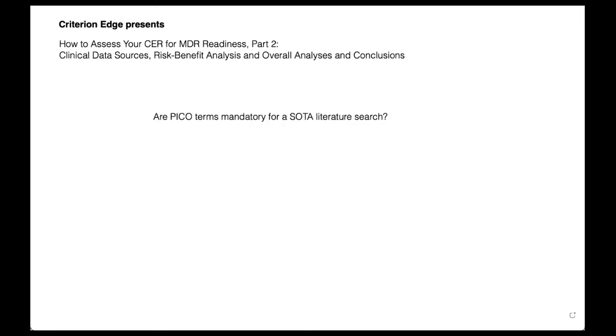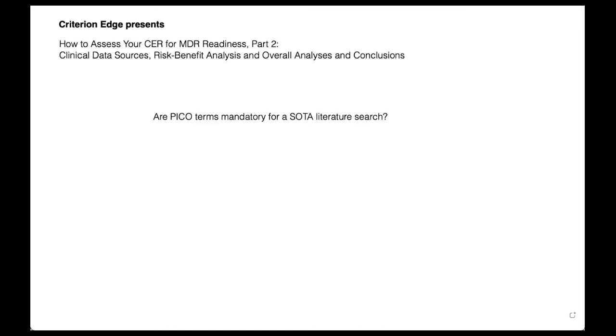All right. Our next question is, are PICO terms mandatory for a state-of-the-art literature search? So the state-of-the-art literature search, again, to be sure that we're talking about the same thing, is that search I talked about earlier, which is the general references, looking for standards, professional guidelines, and so on and so forth. So I wouldn't use the word mandatory. I would use the term necessary.